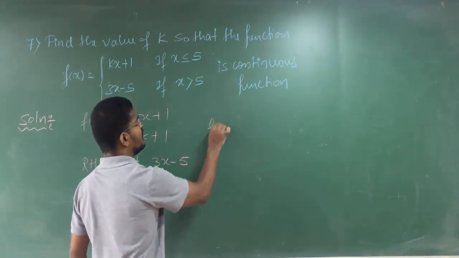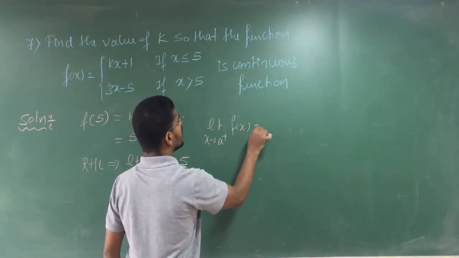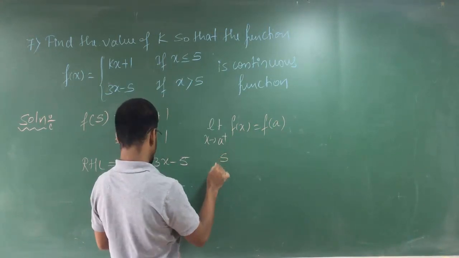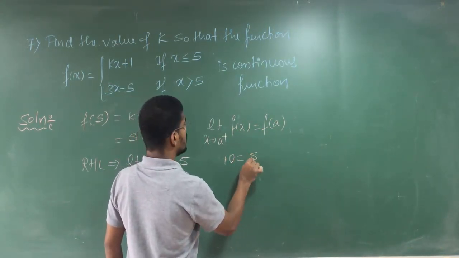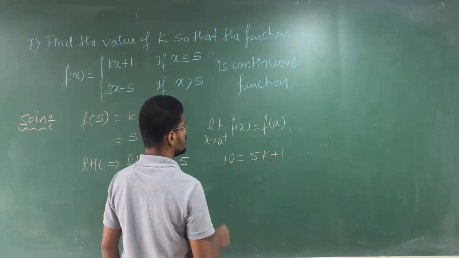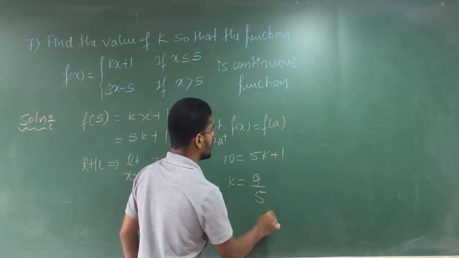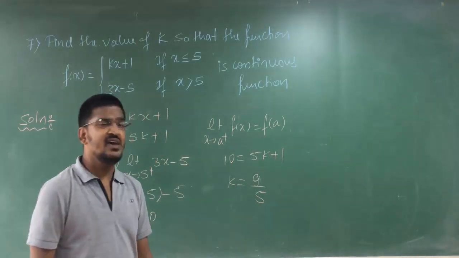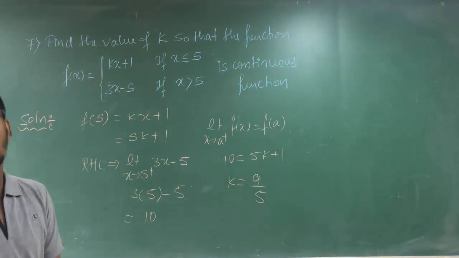For continuity, we know that the limit as x tends to a plus of f of x equals f of a. So that is 10 is equal to 5k plus 1. Therefore k equals 9 by 5. If I simplify this, k will be equal to 9 by 5. So this is your answer for your 7th question.